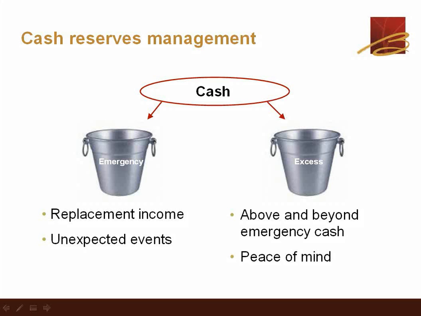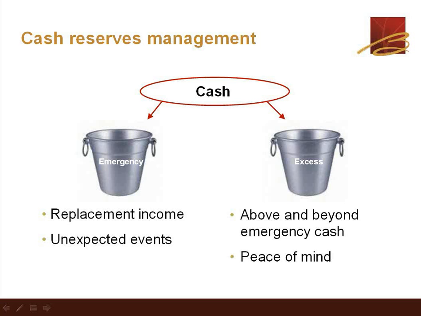The first bucket is cash for emergencies. Now, this is either replacement income, if you're working, that means income in the event of a job loss, or if you're retired, income in the event of a decline in your portfolio during a bear market. It's also there for unexpected events, whether that's a new roof on the house or a bigger tax bill than expected.